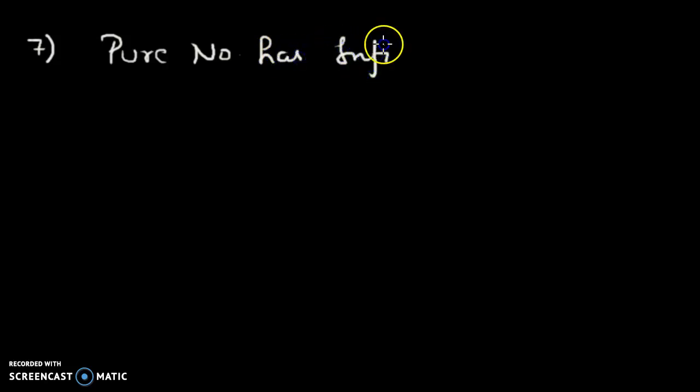So we were discussing significant figures. Now there was one more point, actually the last point, and it was the seventh point, I think. A pure number has infinite significant figures. Pure numbers have infinite significant figures.